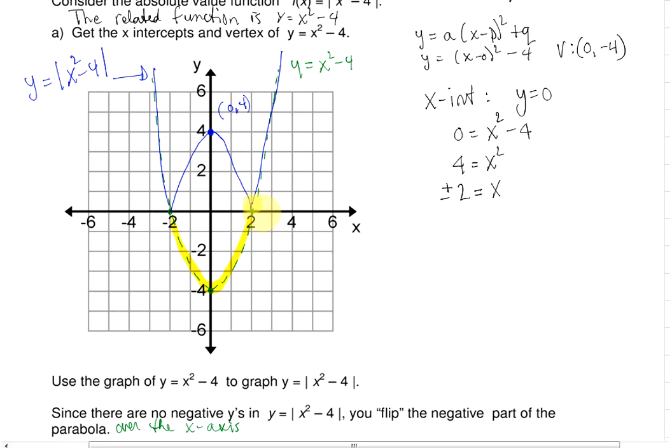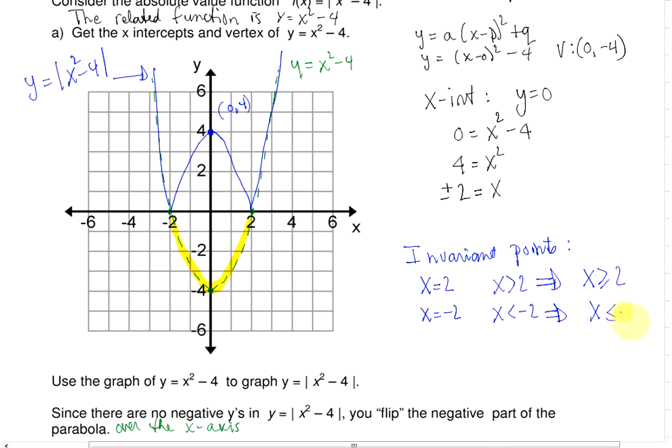Okay, so let's take a look at invariant points here. In other words, which points did not move? Well, our x-intercepts didn't move, so x equals 2 and x equals negative 2. And then everything which is to the right of 2, so greater than 2, and everything which is to the left of negative 2, so that means less than negative 2. And you can combine these by writing x is greater than or equal to 2, and x is less than or equal to negative 2. So that's where your invariant points are.